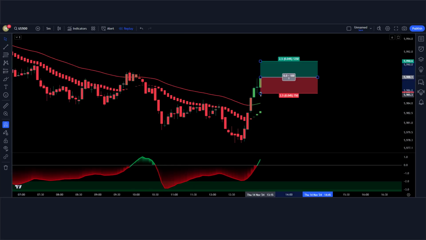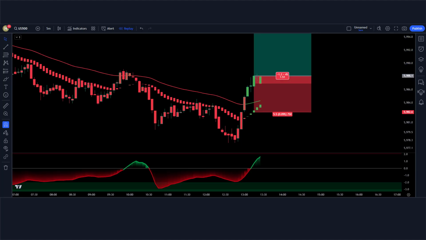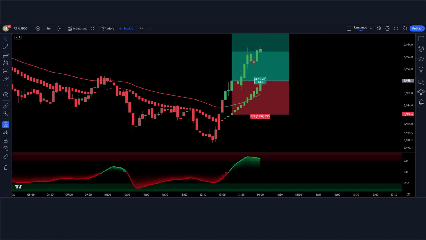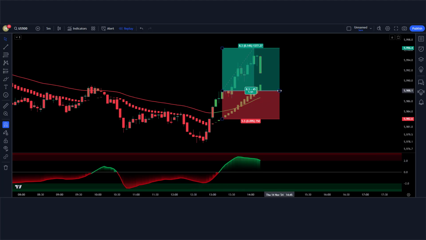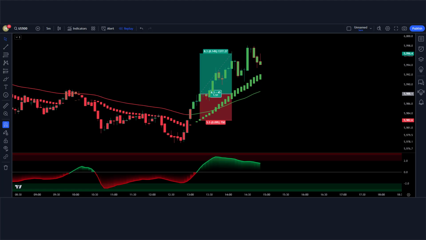Our stop loss will be placed at the low of the HAMA candles, and the risk to reward ratio will be 1:1.5. The market has completely hit the target. Now let us understand the short position.